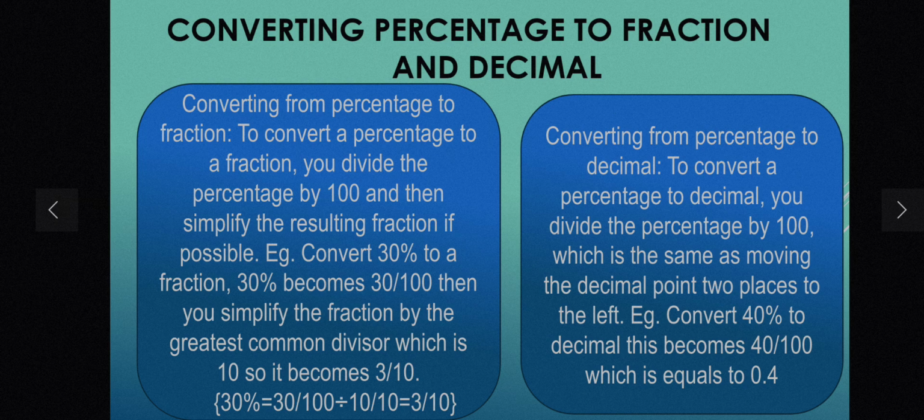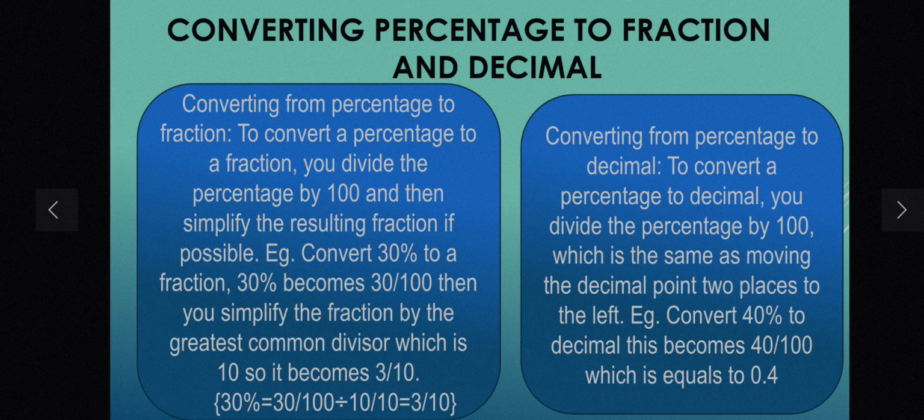Now in our example here, it says convert 30% to a fraction. So 30% becomes what? When I was giving you the layout, I said to convert a percentage to a fraction, you first divide the percentage by 100. So when they say convert 30%, when you divide, it becomes 30 over 100. Then you simplify the fraction by the greatest common divisor, which is 10.